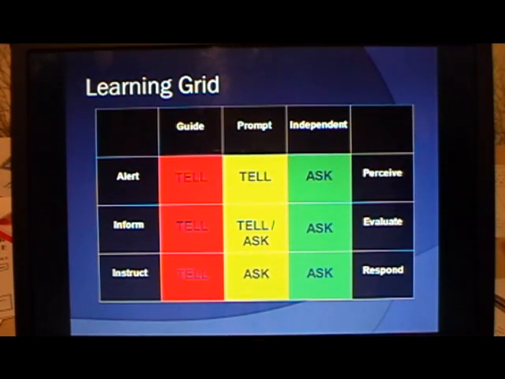And on the right hand side, independent, that's where you're going to ask everything, and at that point the pupil should be perceiving, evaluating and responding correctly, and by using independent instruction you're checking whether they are doing that, and as I say, that's more of a second phase technique.